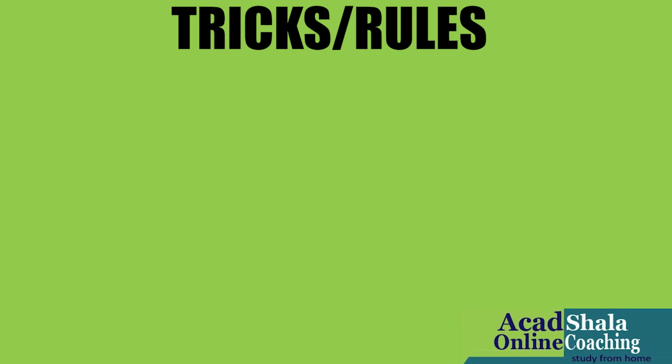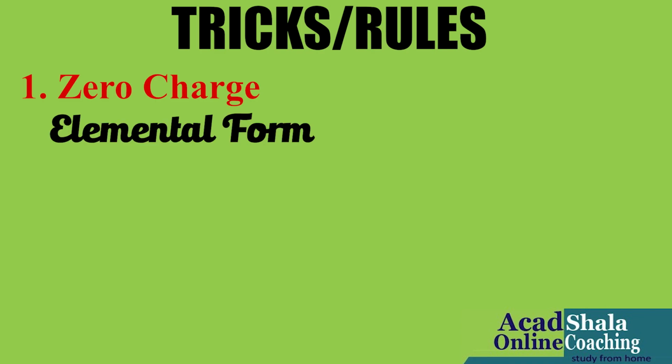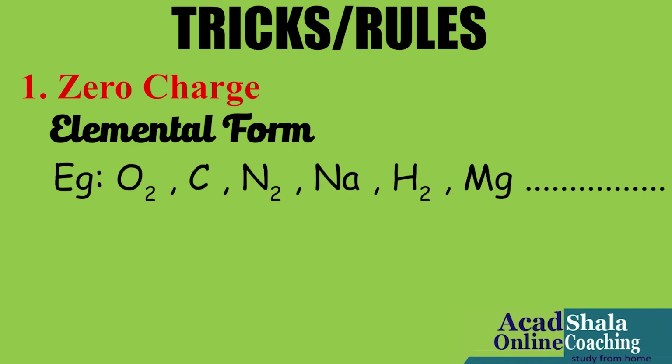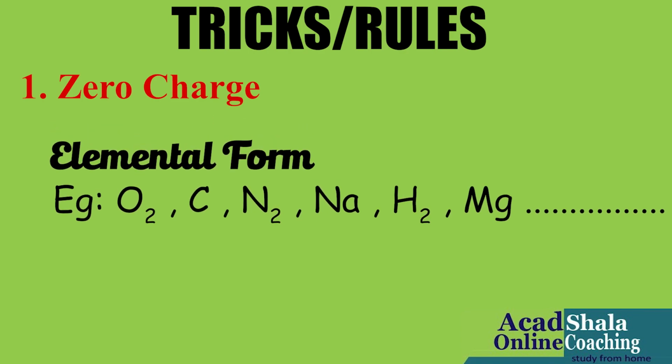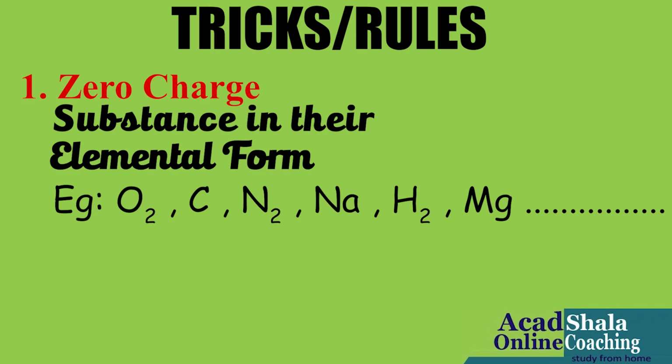The first rule or trick is the zero charge, as you're seeing on the board. Whenever a substance is in its elemental form, that means it is made up of only one type of atom, like O2, C, N2 and so on, it will always have zero charge. I mean to say, substances in their elemental form.